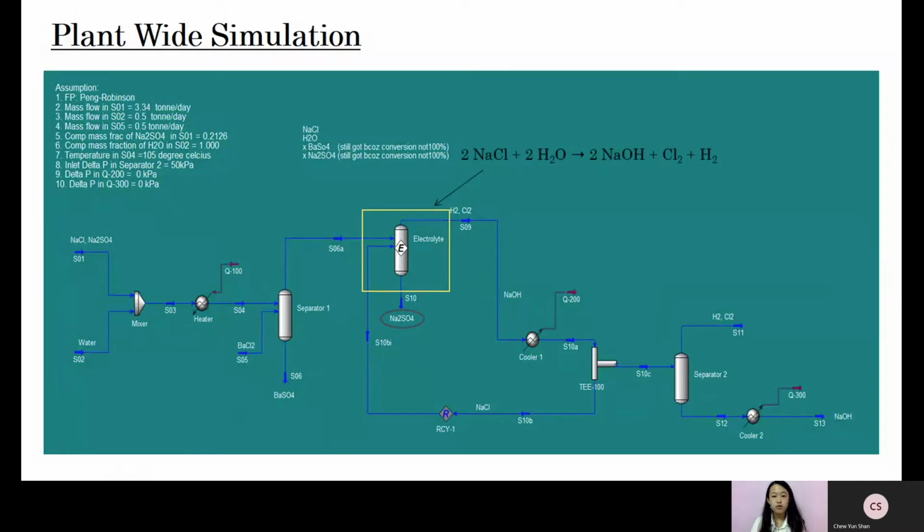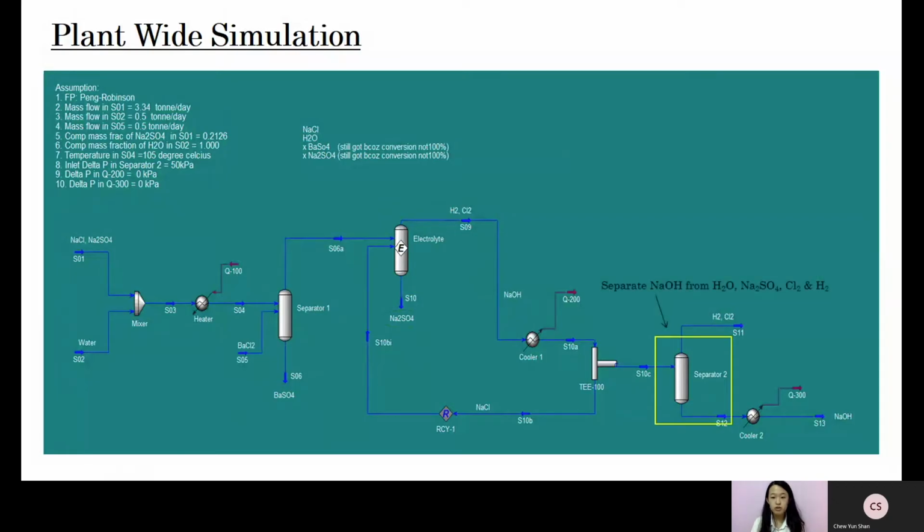Then it will flow to the cooler and the mixer. A recycle stream is introduced to recycle back the sodium chloride that does not react in the reaction. And then from the mixer, it will go to the separator tool. The separator tool is used to separate sodium hydroxide from water, sodium sulfate, chlorine, and hydrogen.